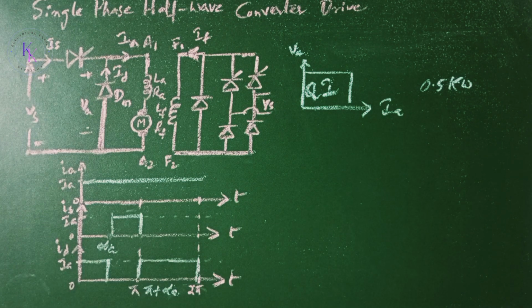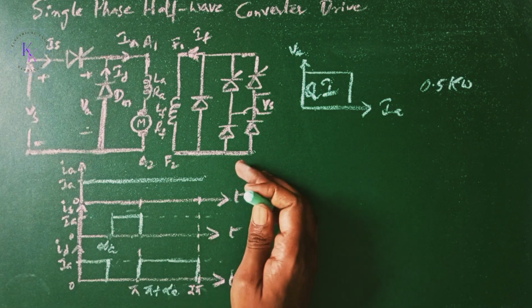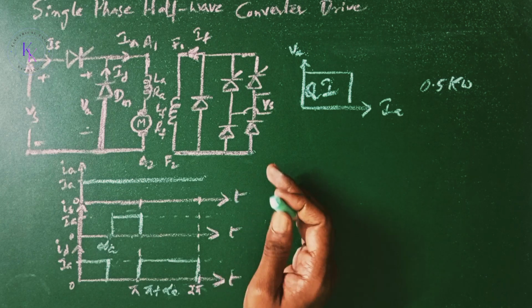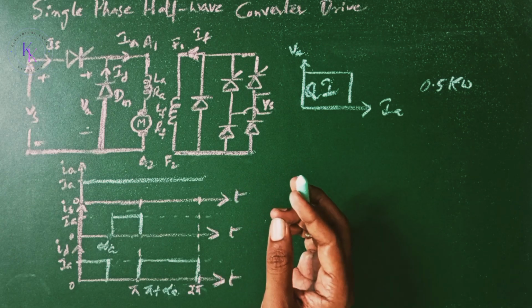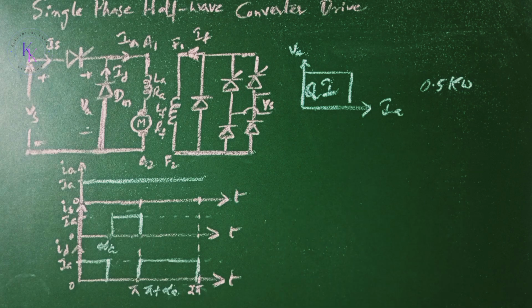The converter in the field circuit can be a semiconverter. A half-wave converter in the field circuit would increase the magnetic losses of the motor due to the high ripple content on the field excitation current.